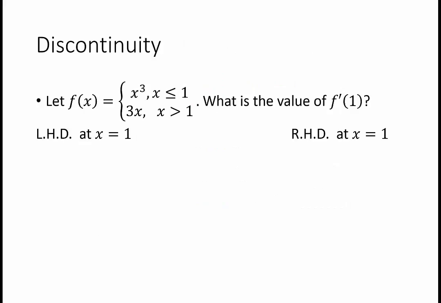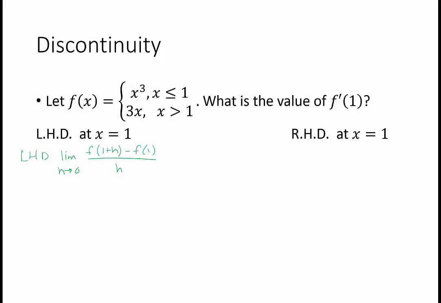Now, there's another special case having to do with discontinuity. And we're going to do this problem in the same way that we did the absolute value problem. We're going to look at the right-hand and the left-hand derivatives and see what we end up getting. Now, the left-hand derivative for this case is the limit as h approaches 0 of f of 1 plus h minus f of 1 all over h.